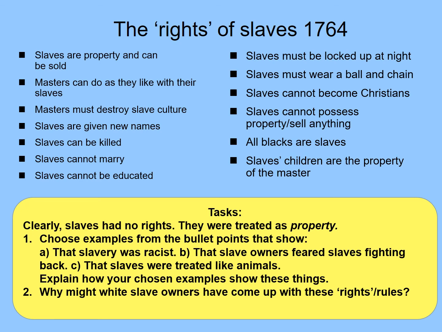Your tasks then. Clearly slaves had no rights. They were treated as property. Choose examples from the bullet points that show A, that slavery was racist, B, that slave owners feared slaves fighting back, and C, that slaves were treated like animals. Explain how your chosen examples show these things. So you'll need to write down the example, say what it meant, and then explain how that shows that, for example, the slave owners feared the slaves fighting back. Secondly, why might white slave owners have come up with these so-called rights or rules? Pause the video now and then press play when you're ready to continue.